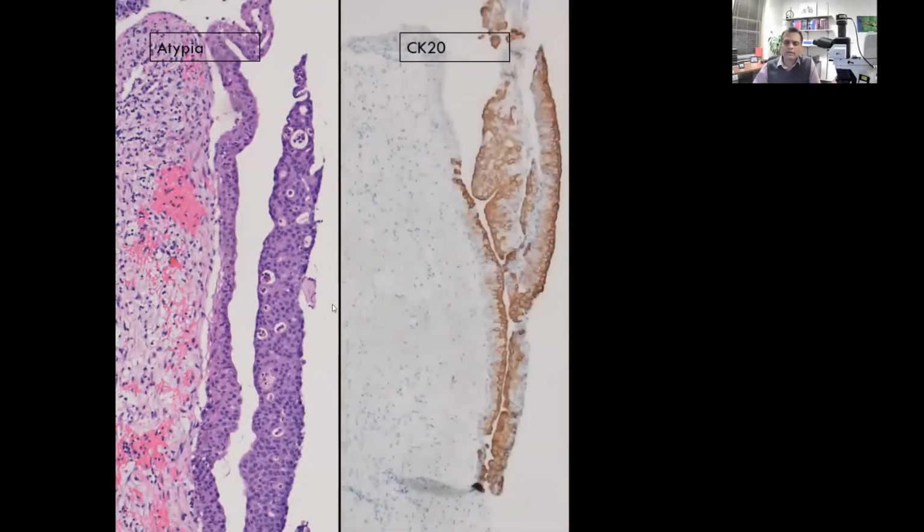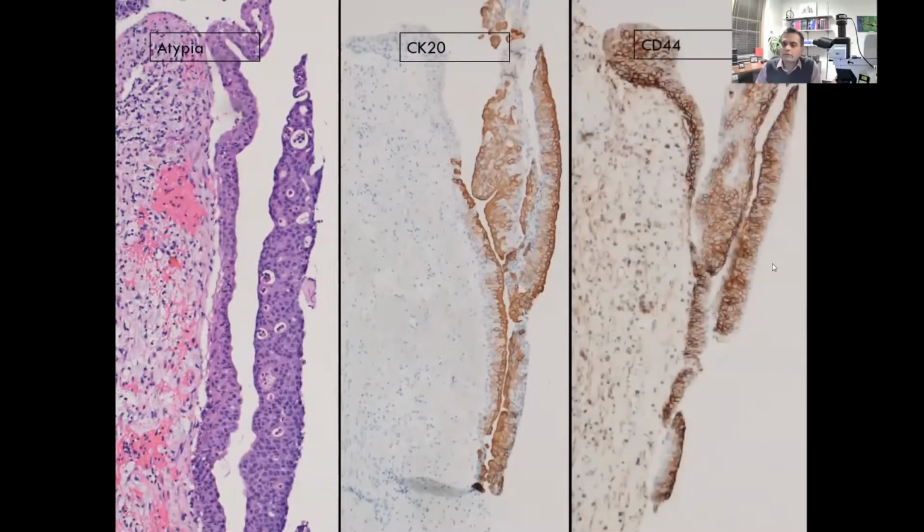So here's CK20. So you can see in most of the epithelium, it's staining only the top layer or the superficial umbrella cell layer, but there are areas in which it's also staining not only the middle layer, but also the bottom layer. And you can see the same phenomenon over here as well. So maybe this is carcinoma, but what about CD44? Here you see CD44, which is doing pretty much the same thing as CK20 or even more.